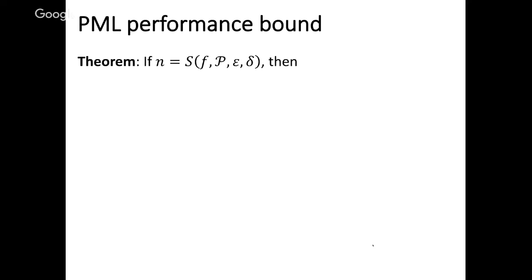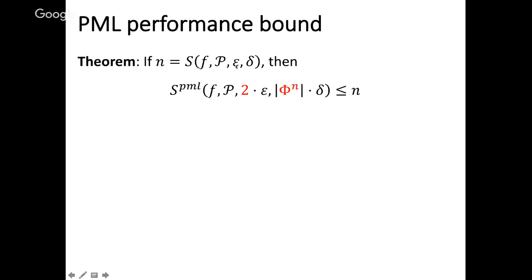So how are we going to use this result? Okay, so here is a theorem. It says that if you want to estimate some property f over a class p up to error epsilon and delta, then the profile maximum likelihood will have the following guarantee. Why? Because the profile maximum likelihood will achieve.